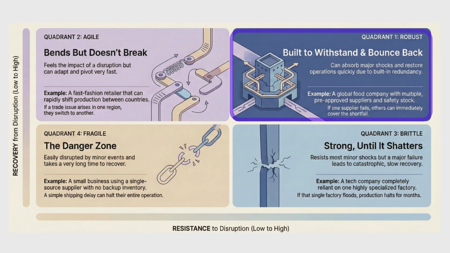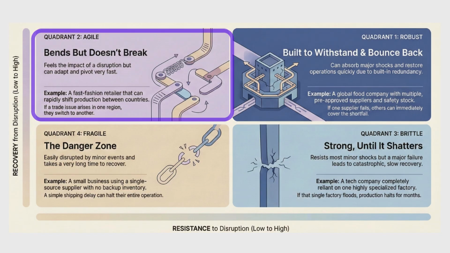As an example, we have a global food company that uses multiple pre-approved suppliers and holds safety stock. If one supplier fails, others can immediately fill the gap. This combination of diverse suppliers and inventory buffers makes the supply chain both stable and fast recovering.